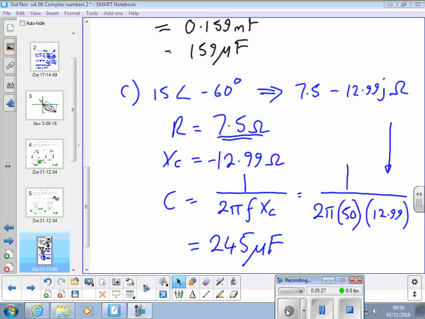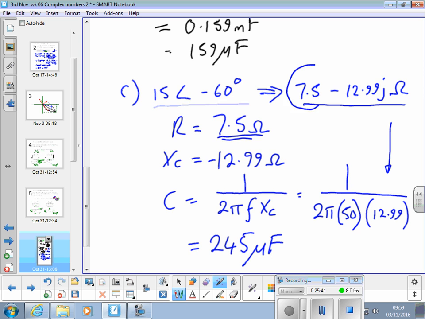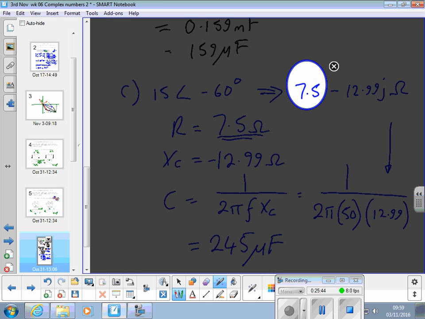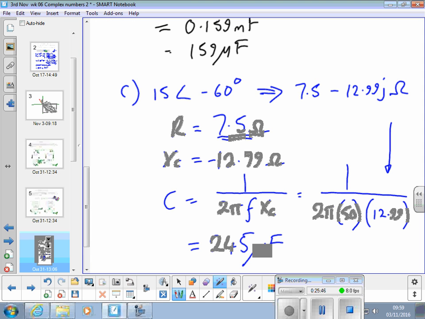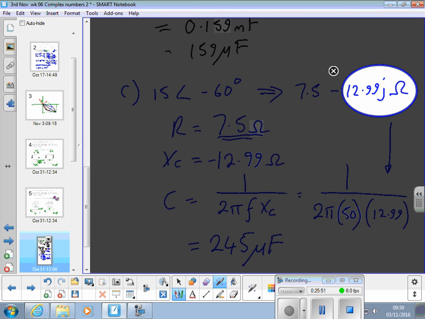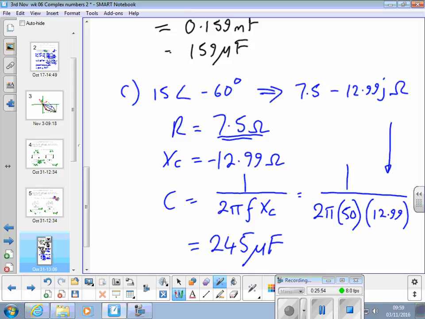So summing that last part up for the video then, because that was given to us in polar form, we've had to convert it to rectangular. That gives us the real part, the resistance, 7.5 ohms. The imaginary part is 12.99 ohms, XC. The negative sign tells us that's a capacitor and not an inductor.